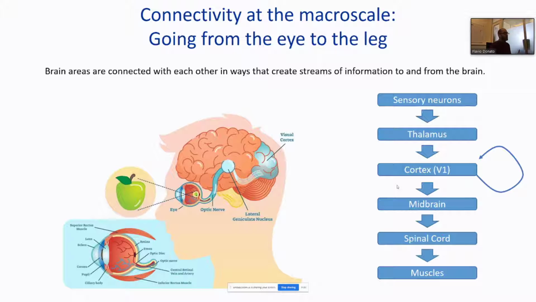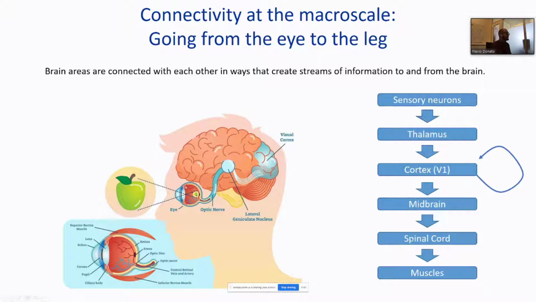As I said before, one big principle is that brain areas are connected to each other in a way that is able to create a stream of information from the outside world to the central nervous system, and from the central nervous system to the muscles, so that we can do the loop that we discussed yesterday. You can perceive the word, you can attach meaning to this word, and you can decide what to do, and then elicit a behavioral response.